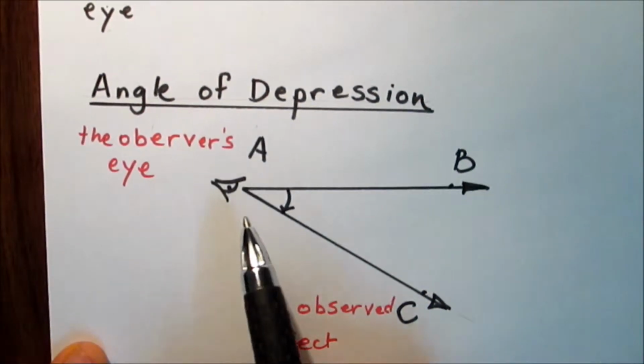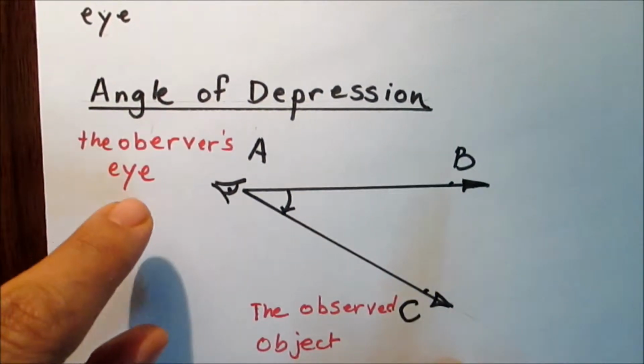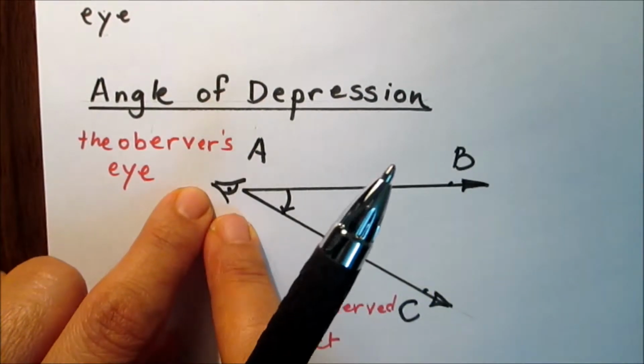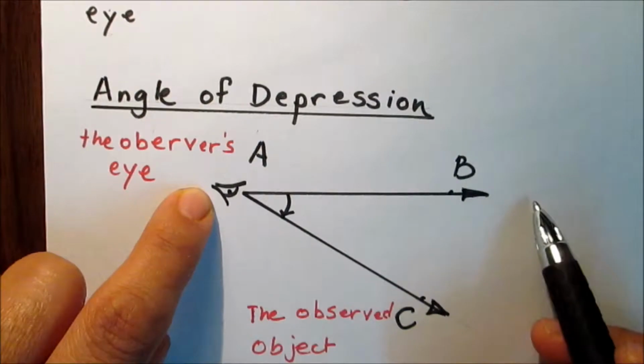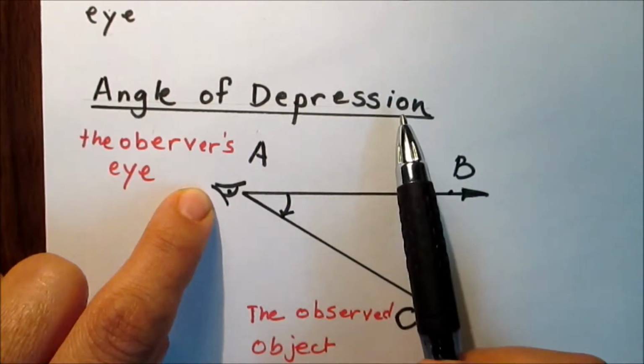The angle of depression: the object is below the observer's eye, so the observer's eye is looking downward, so the angle is below the horizontal ray. This is called angle of depression.